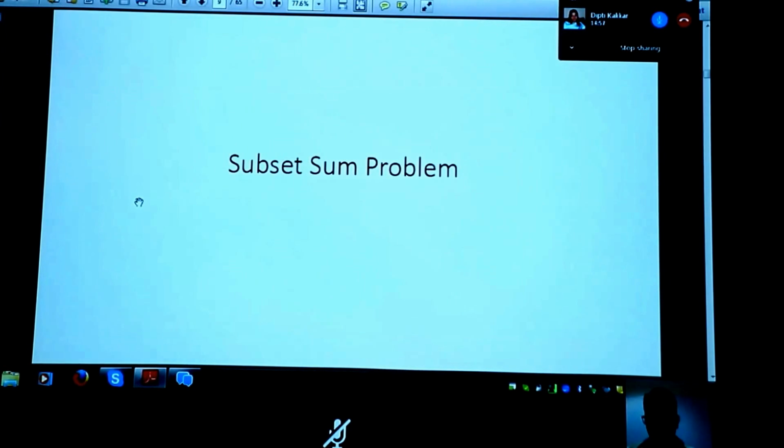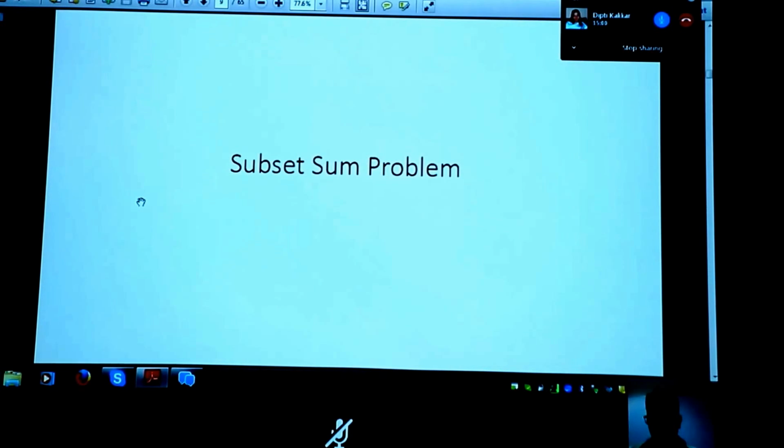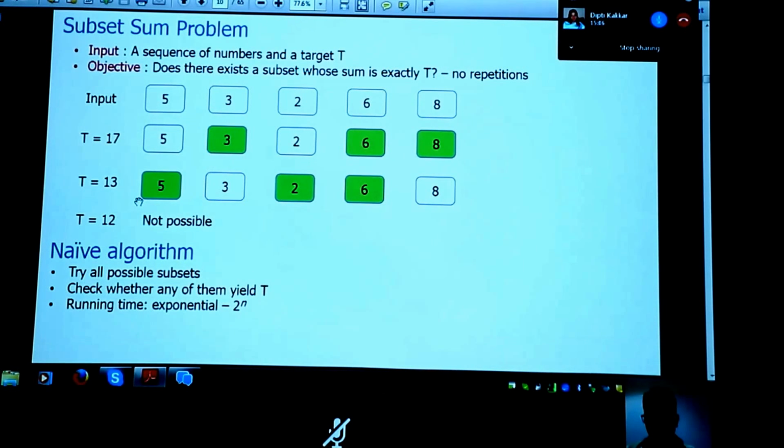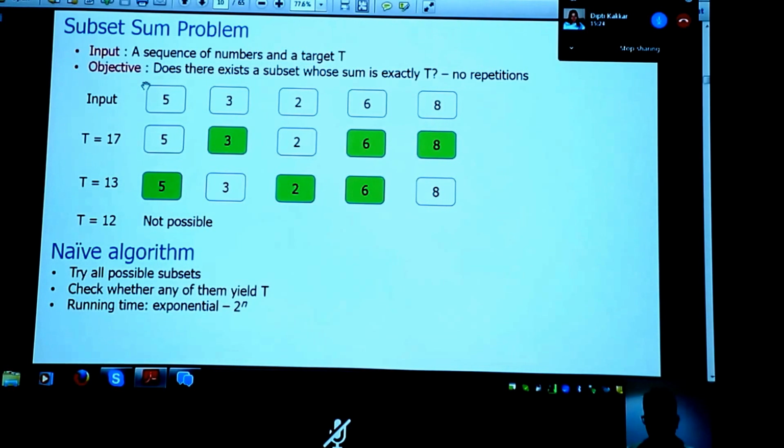Now the first problem we are going to pick is called the subset sum problem. Some of you might have seen this, some of you might not have. So let's define it along with some examples. You are given a sequence of numbers, and you are also given a target number t. Your goal is to check whether there exists a subset whose sum is exactly t. You are not supposed to pick the same element again, no repetitions. You can pick any subset of those numbers, without repeating, and your goal is to see whether you can get this target t.